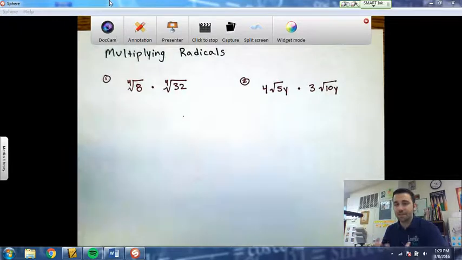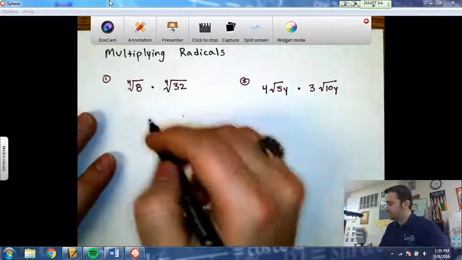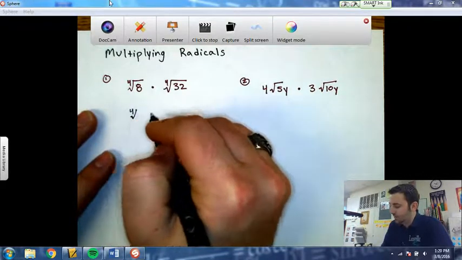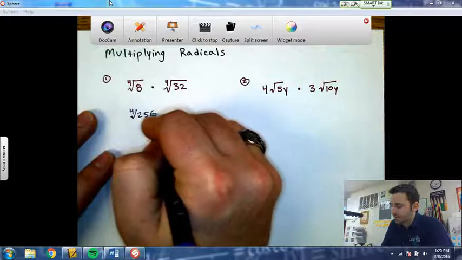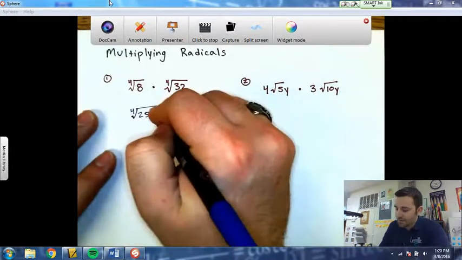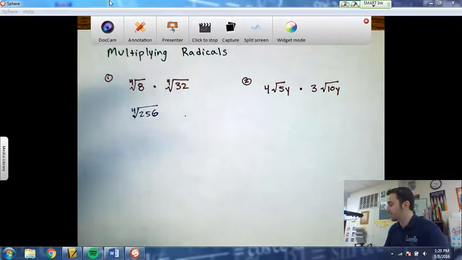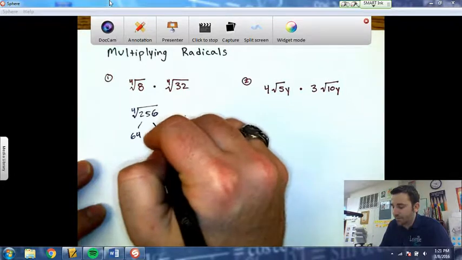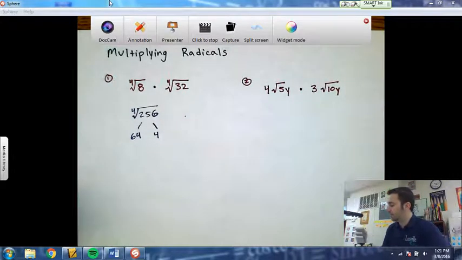And same goes for simplifying. We can only simplify like terms. And so I get the fourth root of 256. And so then from there, I would need to figure out a way to simplify 256. And so I'm going to, at this point, guess and check and say 256 can be broken up into 64 and 4.